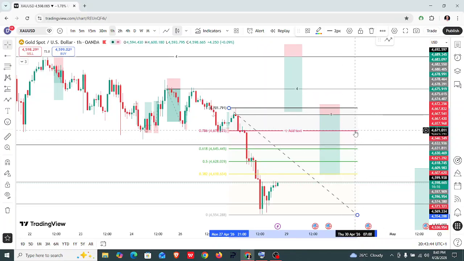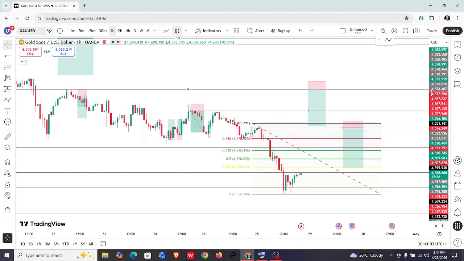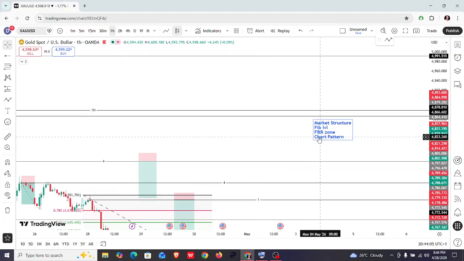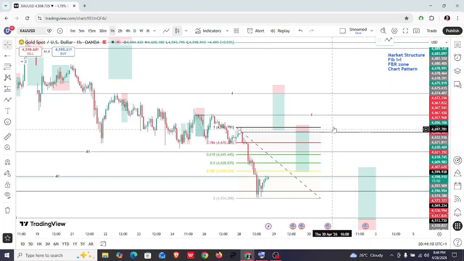It might also like to come to this 0.786. It might also like to come to this F and R zone up here, this 1 hour zone. It might also like to break above to come to this other zone. So anywhere that it comes to, the only thing that will make me enter the market is where I see a chart pattern, which is the last topic, chart pattern. This is the entry that I'm going to use to enter these markets whenever it gets to these zones.